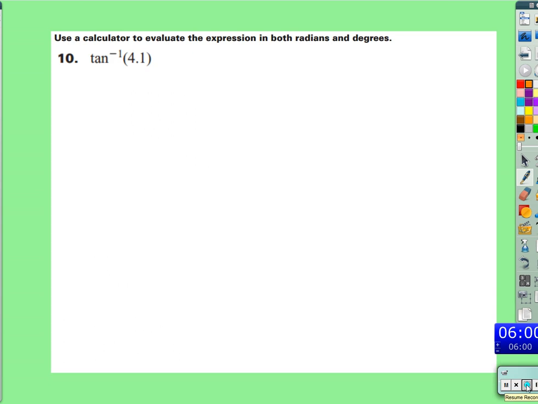what does it mean once you found the inverse tangent of 4.1? What have you found? Once you found the inverse tangent of 4.1 and you get an answer, some number, what does that number represent? Not the exact number, what does that number represent? Does it represent the tangent of theta? No, it doesn't. Does it represent the number of cars or miles?